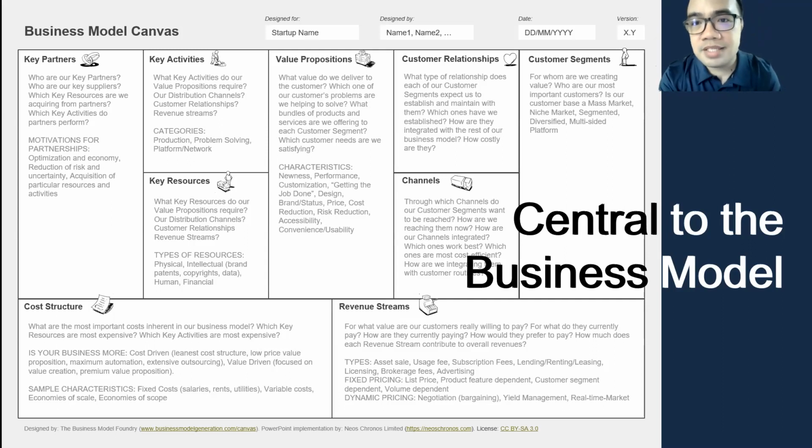All right, customer segments. For whom are we creating value? Who are our most important customers? Is our customer base a mass market, a niche market, segmented, diversified, multi-sided platform? More of this will be discussed in the marketing. So is our customer base a mass market? For example, again, we go back to Jollibee: mass market, from consumers in class E, D, C, maybe B, who still go to Jollibee.